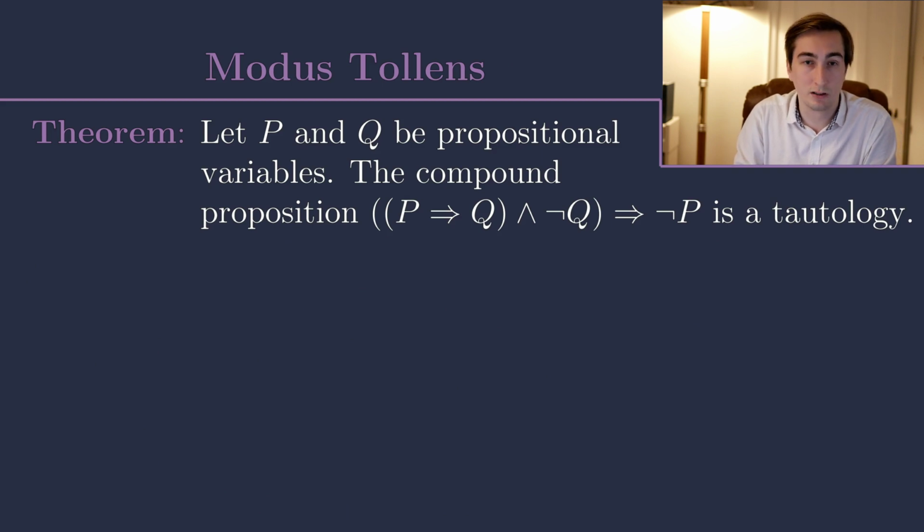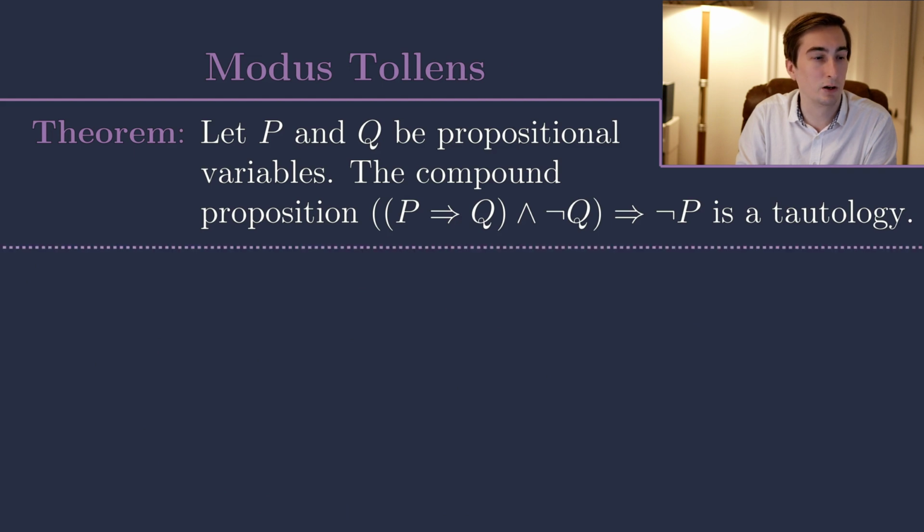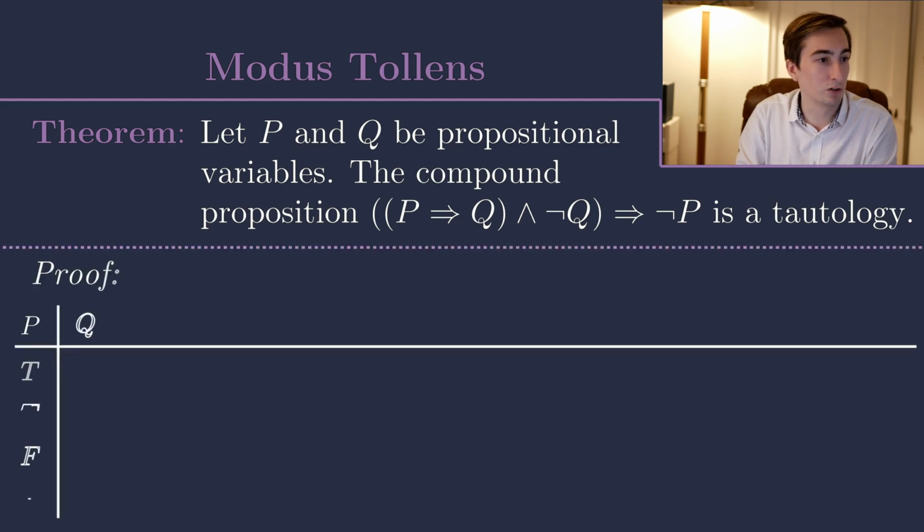But again, we want to show this is a tautology. How do we do that? We need to take the valuation of this thing, so we need to fill out a nice truth table. This one's going to be a much bigger truth table. Again, our atomic propositions are still just P and Q, so we just take P and Q, all the truth values and all the iterations.